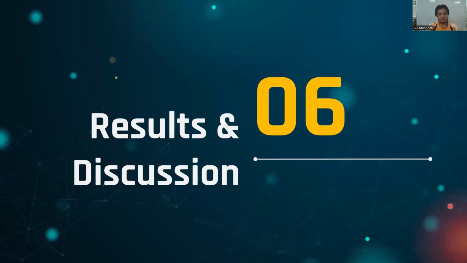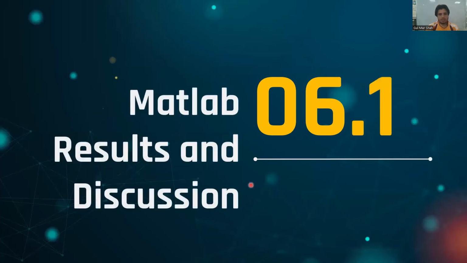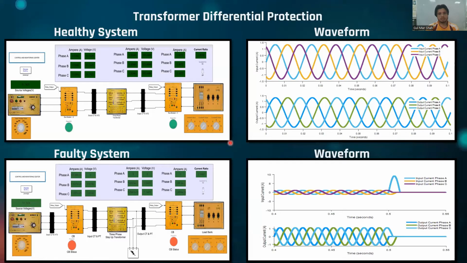Now, results and discussions. First, we did MATLAB simulation. So the MATLAB simulation results were like this. For transformer differential protection, this is the healthy system which we have run, and this is the output waveform. This is the input waveform, and this is the output waveform of each input phase current, and this is the output current phase A, B, C.